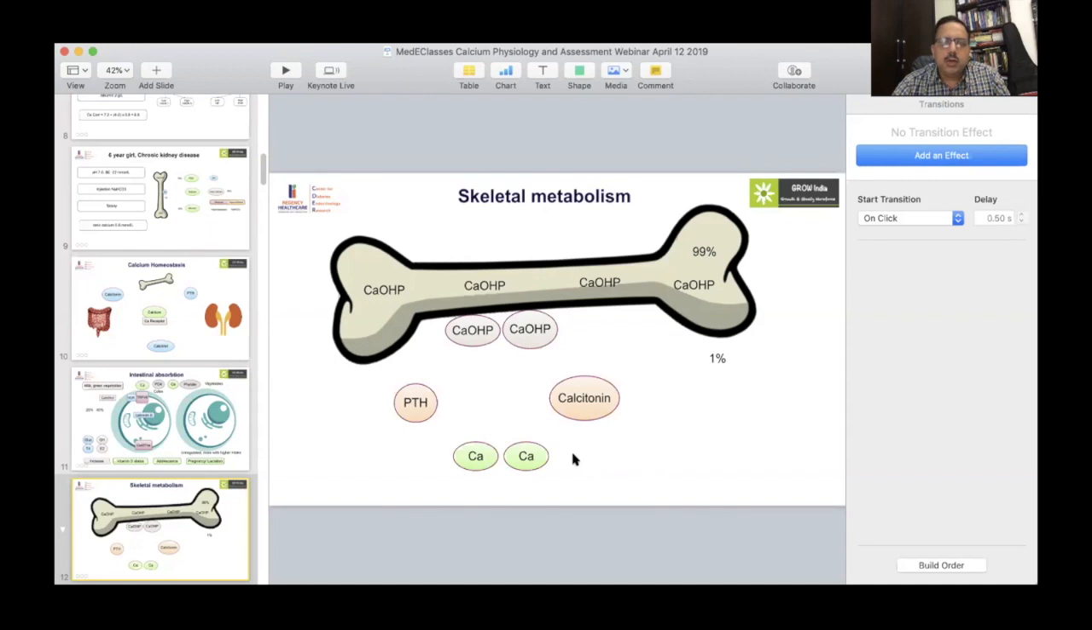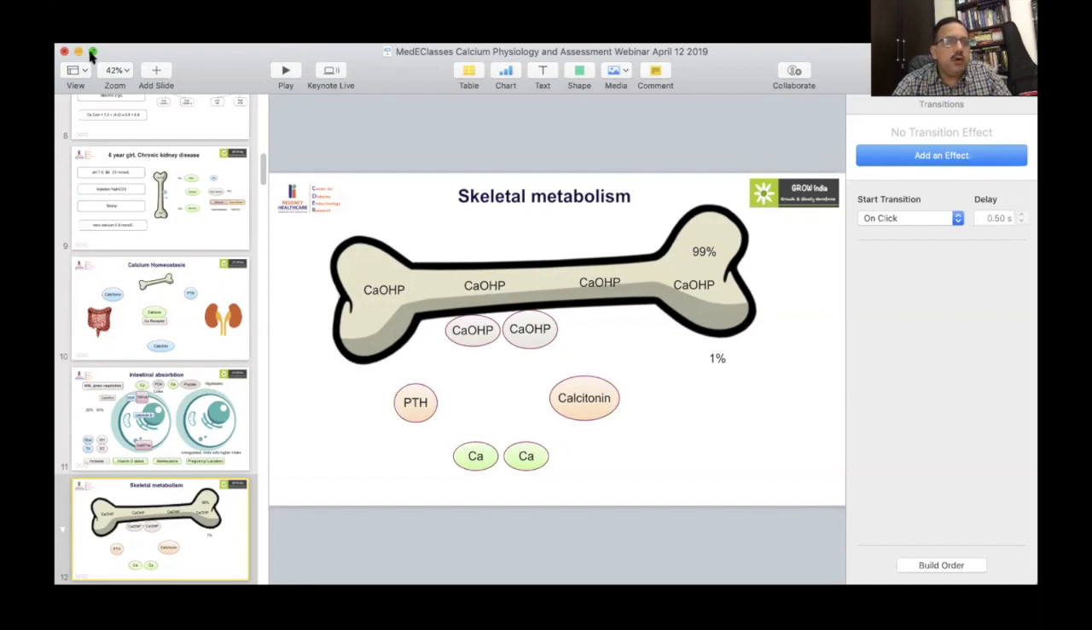So now what we do is that basically, just to remember, is that the most important regulator of calcium homeostasis is actually parathyroid hormone, because parathyroid hormone also plays an important role in regulation of calcitriol. So PTH is the most important aspect in terms of evaluation and in terms of management and pathophysiology of calcium.